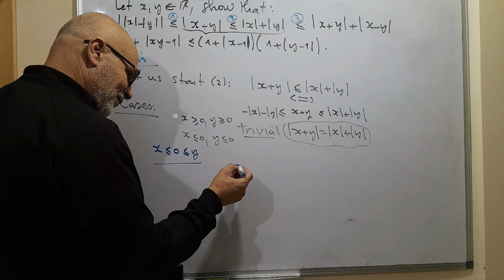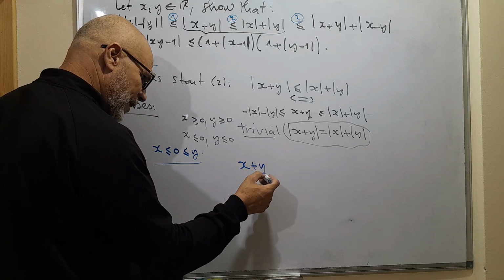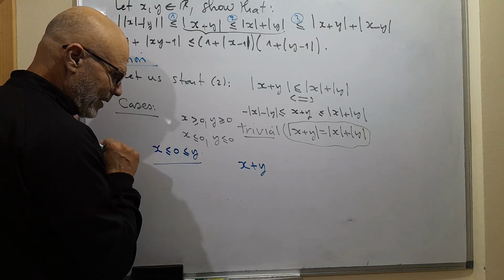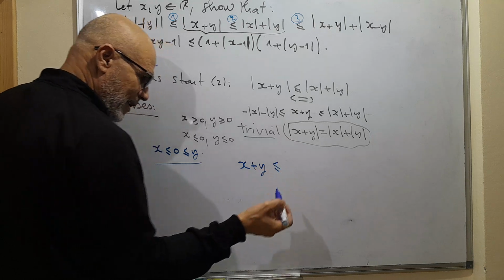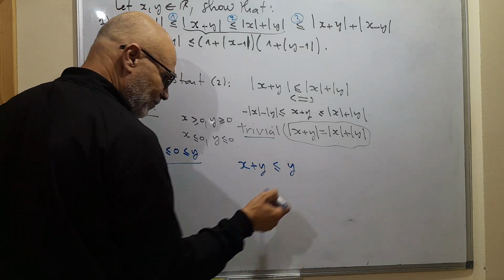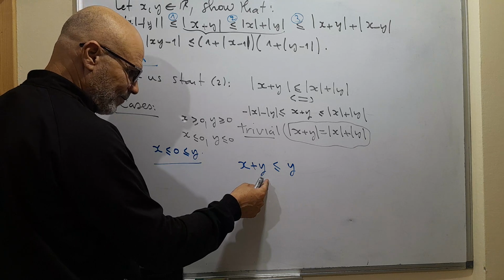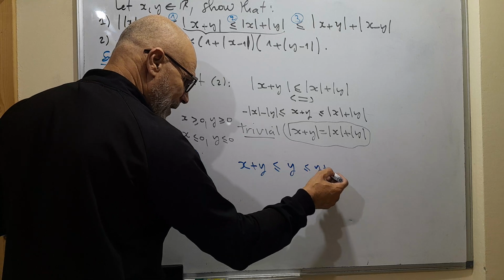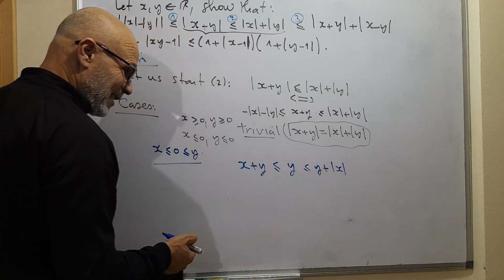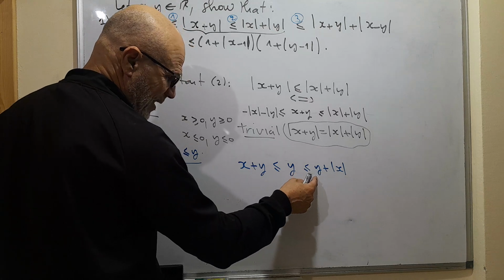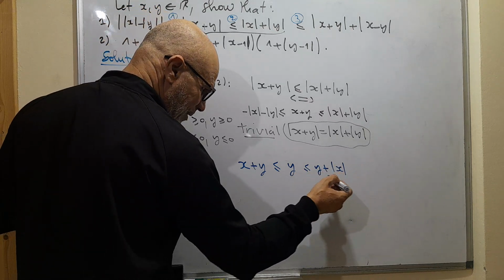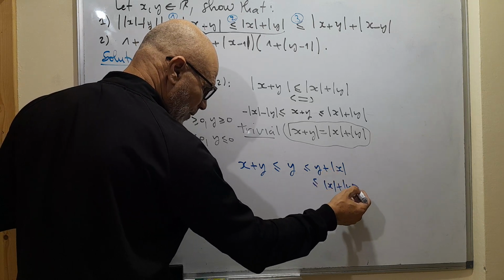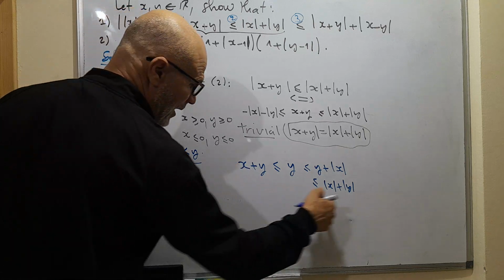On one side, we have x plus y. This is positive and this is negative. This is less than or equal to y, because y is positive and x is negative. And this is less than or equal to y plus the absolute value of x. But y is positive, so this is actually the absolute value of x plus y, since it is positive. So we have this in this case.